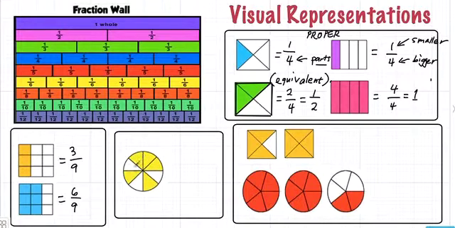So here we've got 1, 2, 3, 4, 5, 6, 7, 8 pieces. So that's our denominator, 8. And we've got 1, 2, 3, 4, 5 of those pieces shaded. So 5 out of 8 pieces.